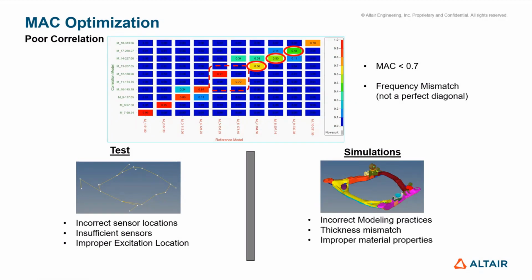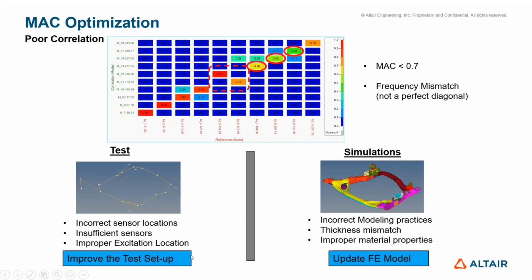In case of simulations, it may be because of incorrect modeling practices, thickness mismatch between your test prototype and simulation data, mismatch in the material properties between simulation and test, and there can be some modeling mistakes too. So the test results can be improved by improving the test setup, and simulation results can be improved by updating the FE model or the modeling practices, or correcting some of the modeling issues. So there is a possibility to do the correction on the test side as well as on the simulation side.